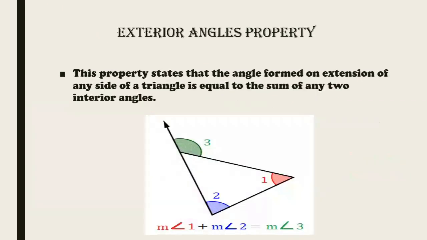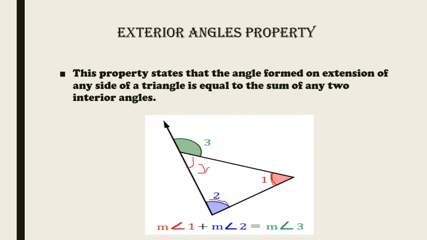Now let's see an interesting property of a triangle, that is the exterior angle property. The exterior angle property states that the angle formed on extension of any side of a triangle is equal to the sum of any two interior angles. How is it possible? Let's see. Here it's given in this triangle angle 1, angle 2, and this angle we will take as x.